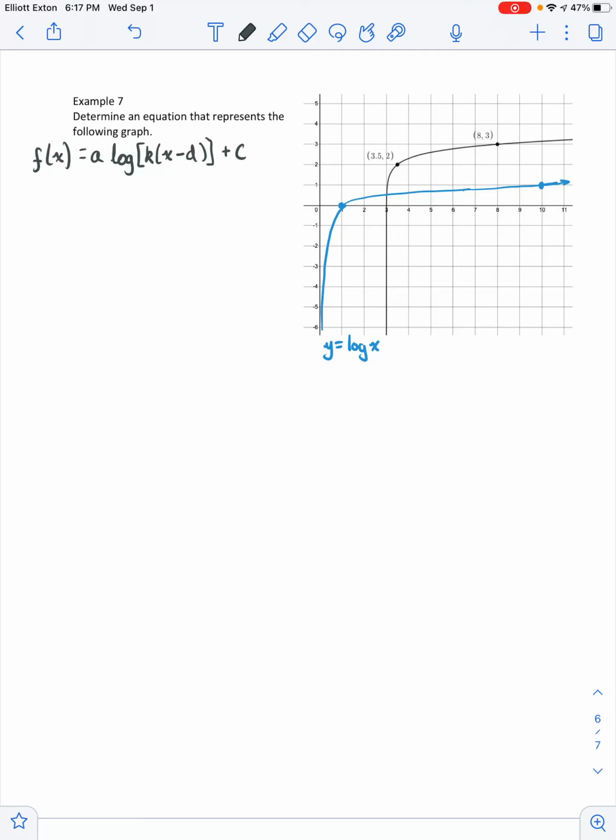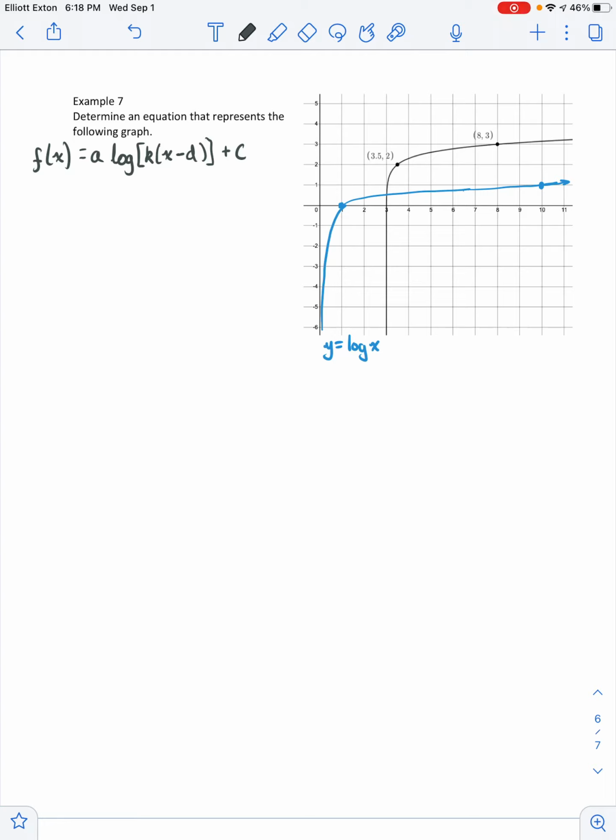Okay, here's example number 7, where we need to give an equation that represents this graph of a logarithmic function. Remembering that our transformations of log functions can include an a value for a vertical stretch or compression, a k value for a horizontal stretch or compression, a d value for a horizontal translation left or right, and a c value for a translation up or down.